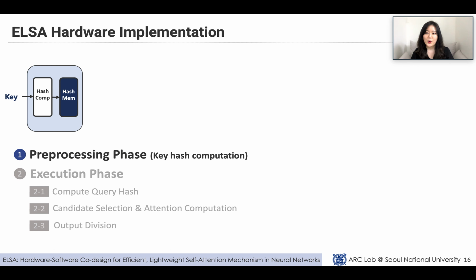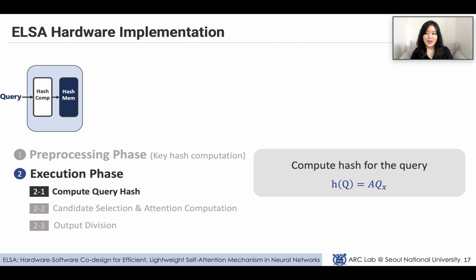Now it is the hardware part. The Elsa specialized hardware operates in two phases, pre-processing phase and execution phase. During the pre-processing phase, the specialized hash computation unit computes hashes for all keys and then stores them in the key hash memory. The details about efficient hash computation and its hardware are presented in the paper. Once the pre-processing phase completes, the execution phase starts.